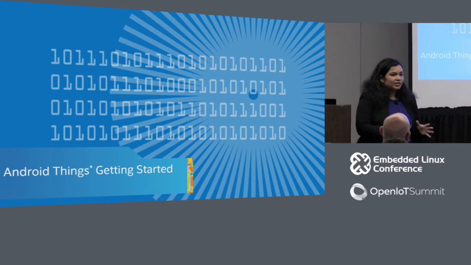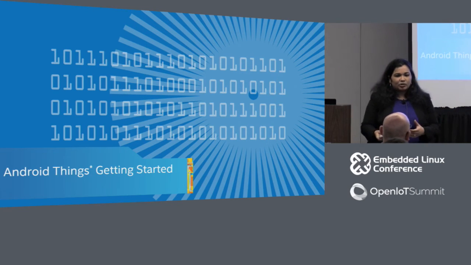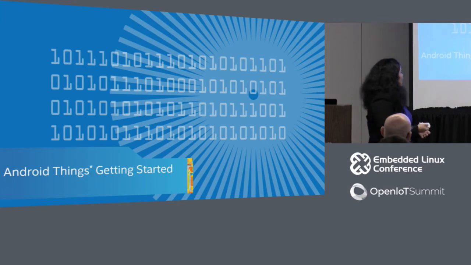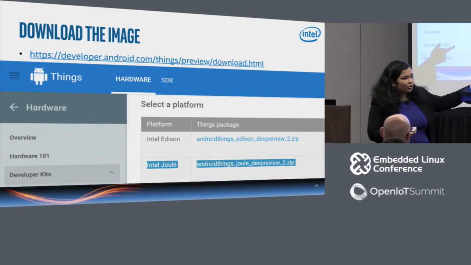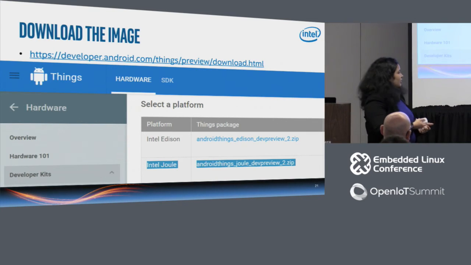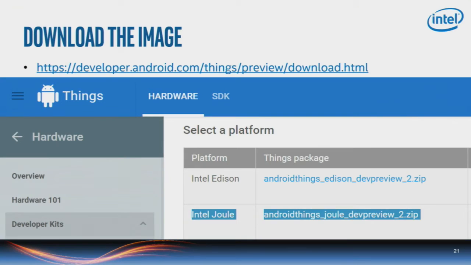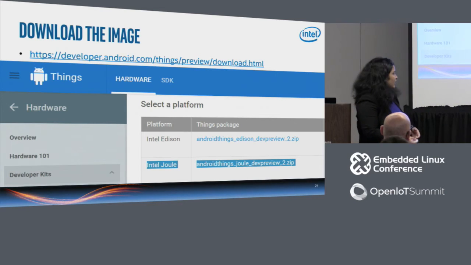So now that you have an overview of the key features added in Android Things, what is it that you could do out there to get started and start playing and writing Android applications? The first thing you would do is go to this site and download the images based on which device you have. We have links for these in the resources slide. On this page, you would also find the images for the non-Intel supported platforms like Raspberry Pi or NXP.